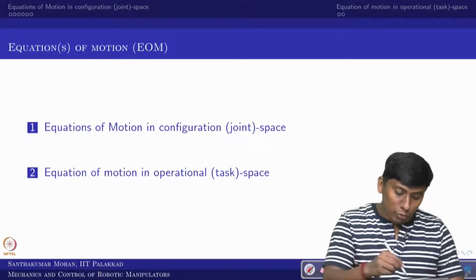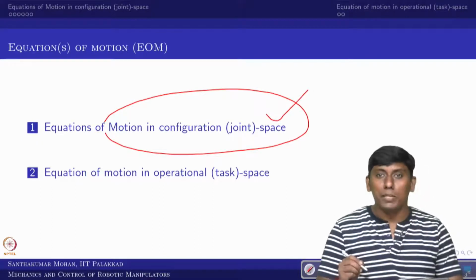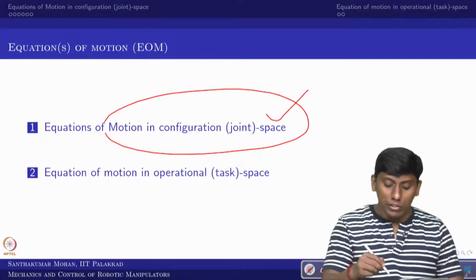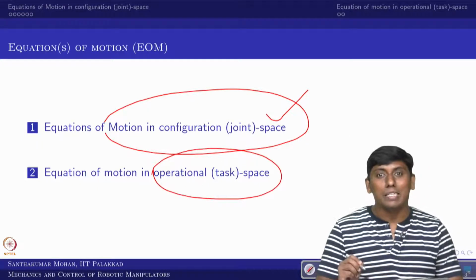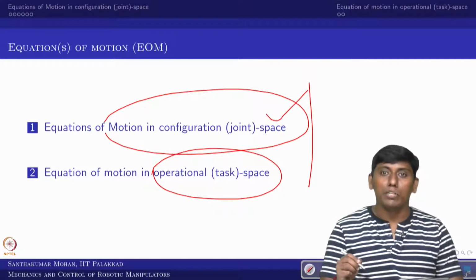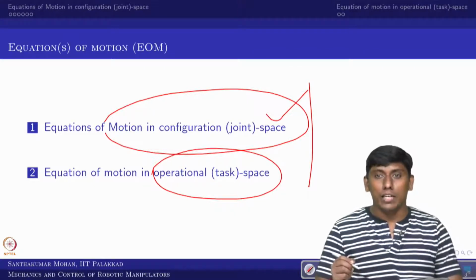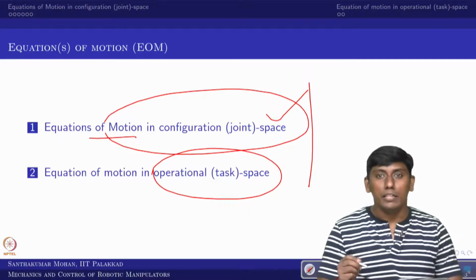In this case, the equation of motion can be written in the general space we call configuration space, which is the manipulator space, or we can write it in the tool, or end effector space, which we call operational space or task space. So the equation of motion can be written in state space form either in joint space or task space. In this lecture, we are going to see both in detail.